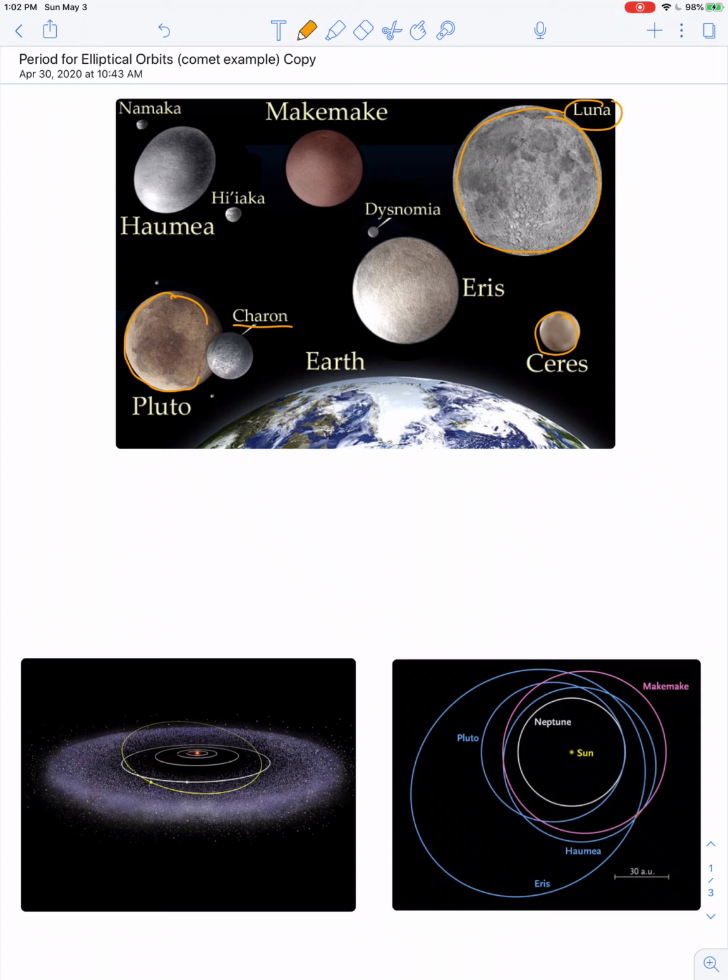Ceres, discovered by Giuseppe Piazzi in 1801, is within the asteroid belt. And all these others, Makemake, Haumea, Eris, they're all orbiting beyond the orbit of Neptune. So they're often referred to as trans-Neptunian objects. They're also referred to as KBOs.